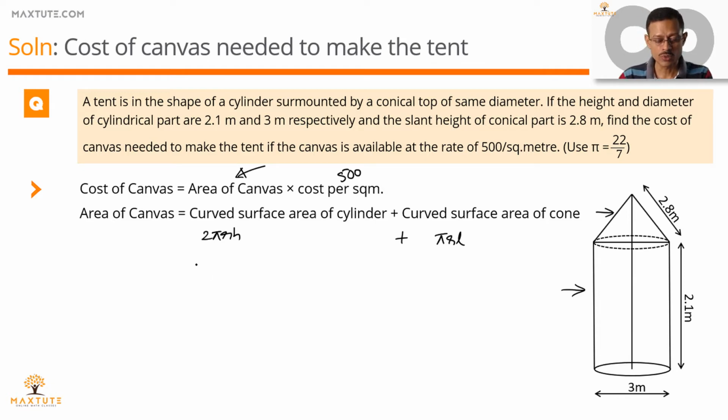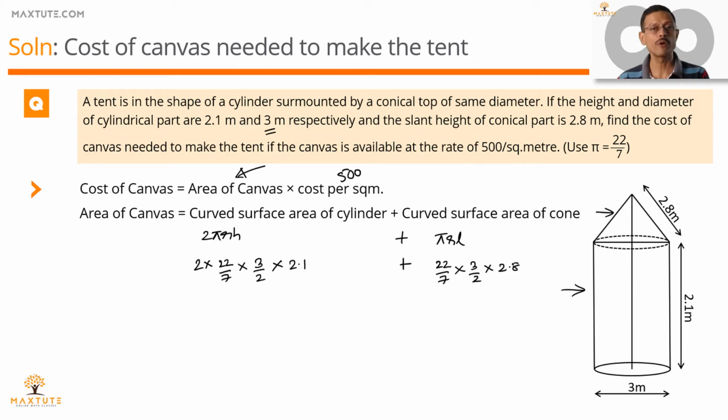Let's do that. So 2 into 22 by 7 into the radius: diameter is 3 meters, so radius will be 3 by 2. Keep it as 3 by 2 instead of 1.5. That makes calculations that much easier. Fractions are easier to compute than decimals. Into the height of the cylinder, which is 2.1, plus pi, which is 22 by 7, into the radius, which is the same 3 by 2, into the slant height, which is 2.8.